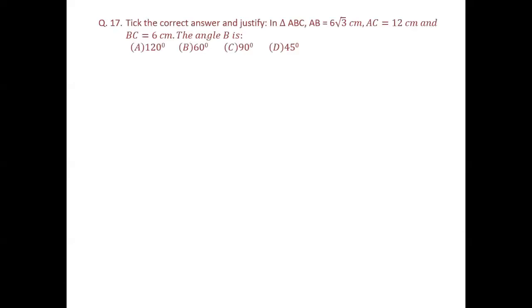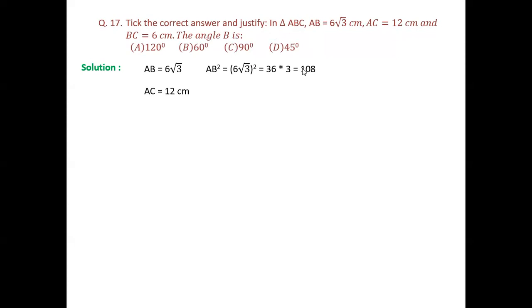17th question, the last question. Tick the correct answer and justify. If in triangle ABC, AB is 6 root 3 centimeter, AC is 12 centimeter, and BC is 6 centimeter, the angle B is, see here, what is given? AB is given. So write down that AB. Now, if it has to be a right angle, let us see, take the square of it. AB square is equal to 6 root 3 square. 6 square is 36, root 3 square is 3. 36 into 3 is 108.